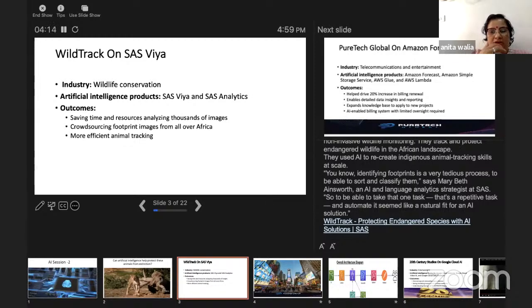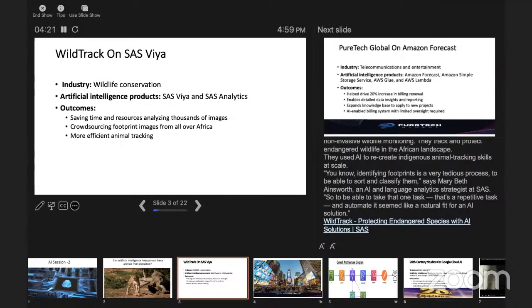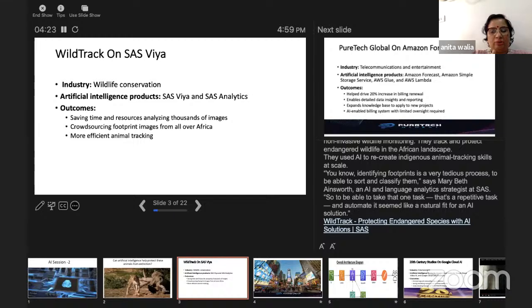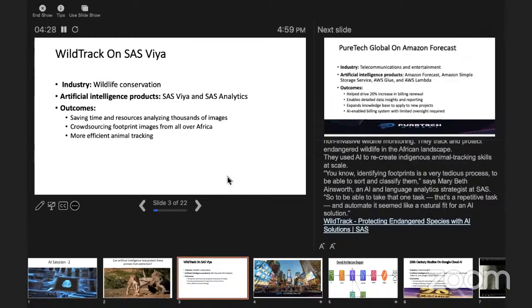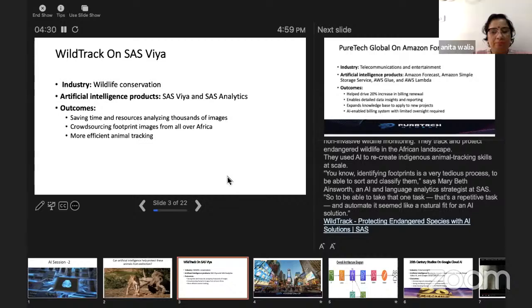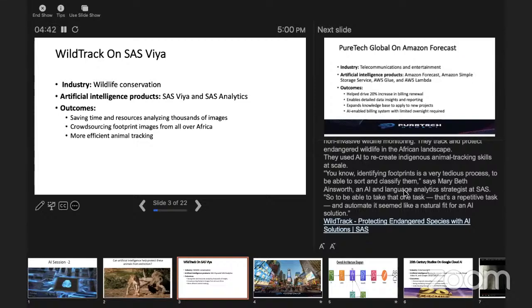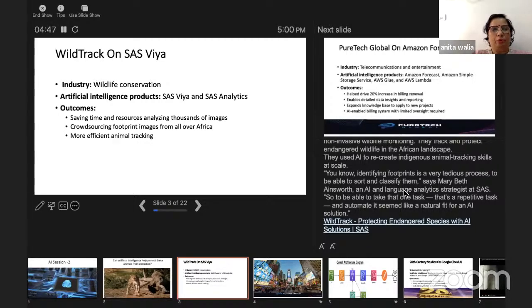So this is a traditional way of identifying and counting the number of animals or the type of animal species there in the forest, which is a traditional method. Now what a company has done is use the power of AI and analytics, named SAS VIA, to automate this solution, where they can count the number of endangered species and help in protecting them.